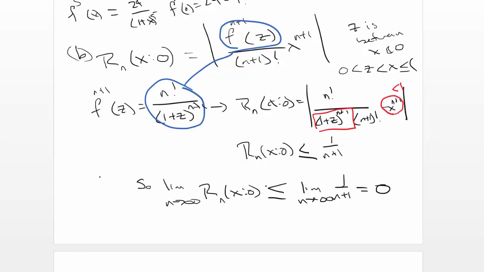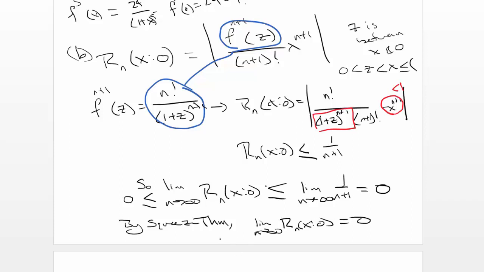And moreover, note that the remainder term is an absolute value, and the smallest absolute values ever get is 0. So by the squeeze theorem, this limit of the remainder is itself 0. Therefore, the Maclaurin series that we wrote down is actually equal to the function.